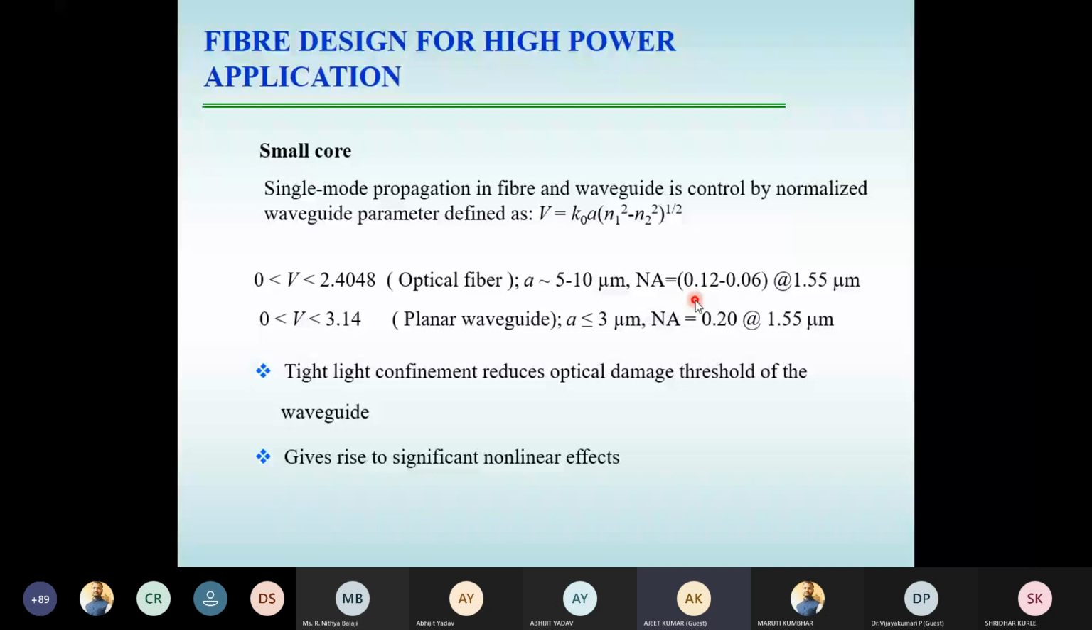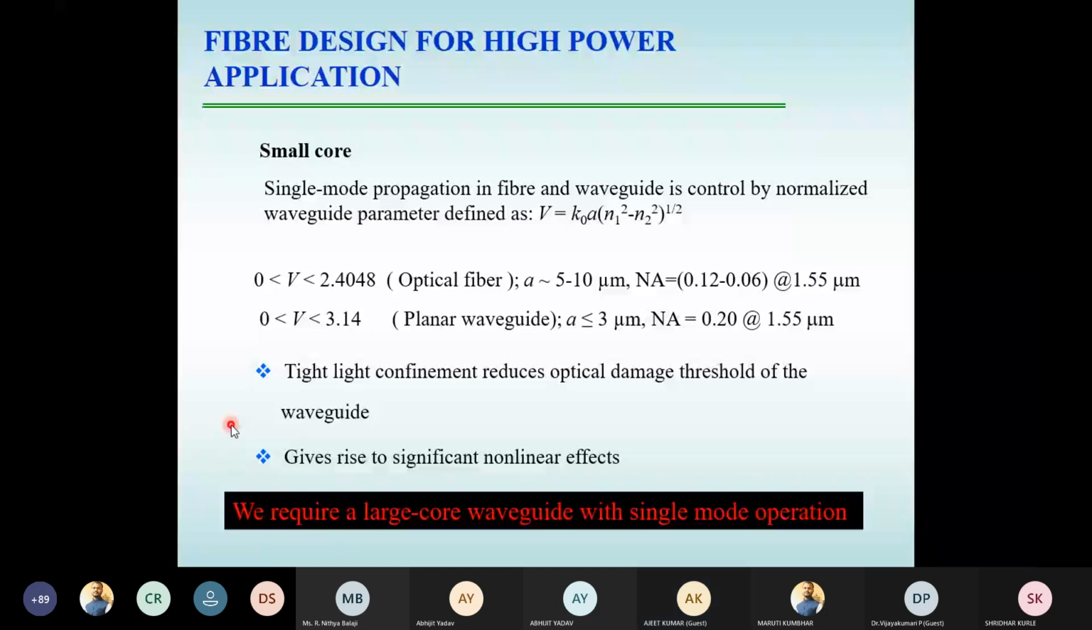In other words, if you want to design a single mode fiber, your core area should be small. And if the core area is small, it gives very tight confinement to the light propagating in the core region, and it reduces the optical damage threshold of the waveguide. It means you cannot launch power beyond a limit. That is one of the limitations on the output of the fiber laser, and at the same time it can also give you nonlinear effects, which are not required in this operation. So the question is how we can increase the power level, because when we go for multi-mode, the beam quality reduces, and if you talk about a small core, there is a limit on the power handling.